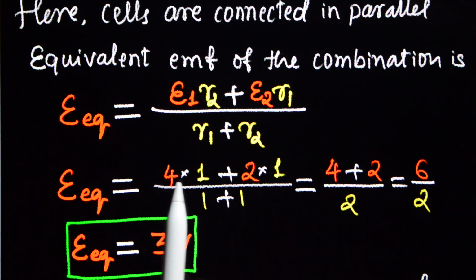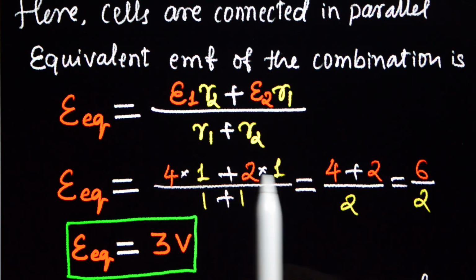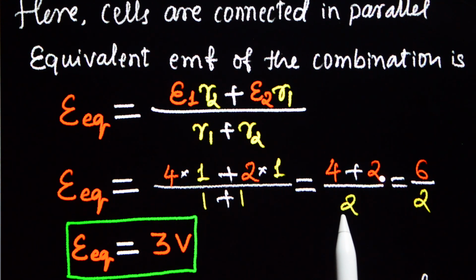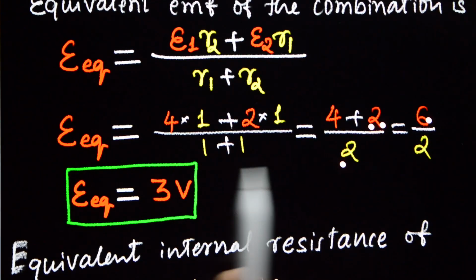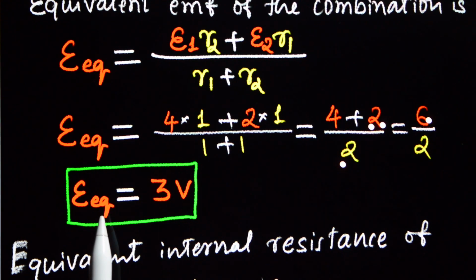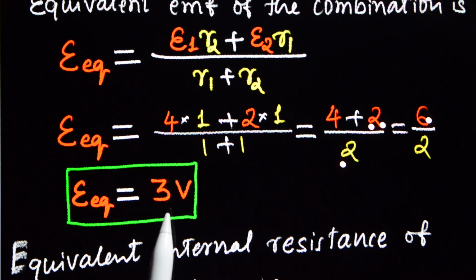Now here 4 into 1 plus 2 into 1 divided by 1 plus 1. Here it is 4 plus 2 divided by 2. Here 4 plus 2 is 6 divided by 2. That is, the equivalent EMF of the two cells in parallel is 3 volt.